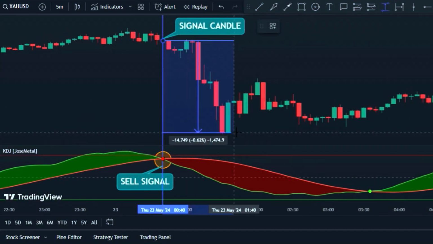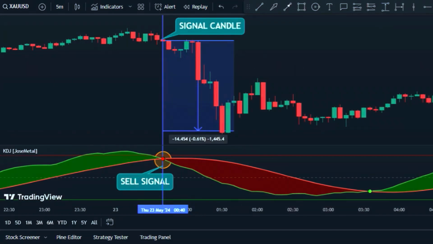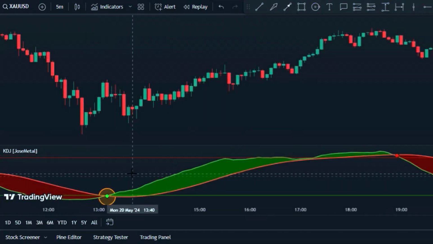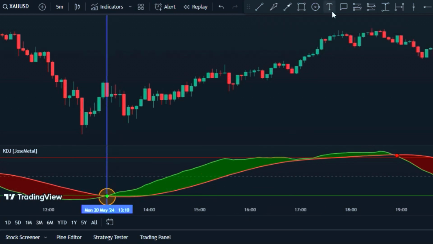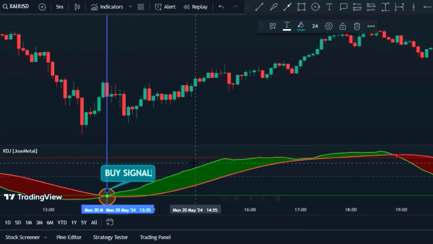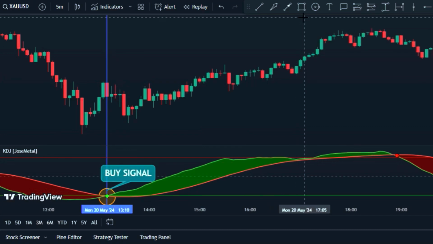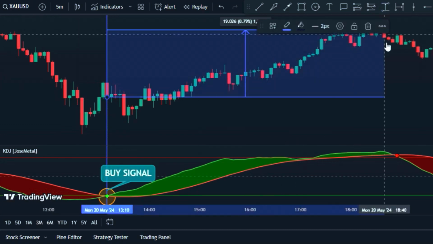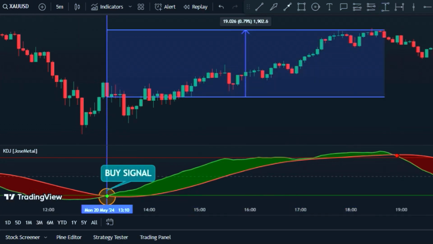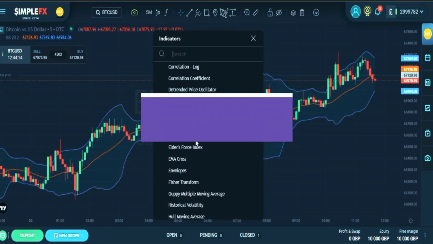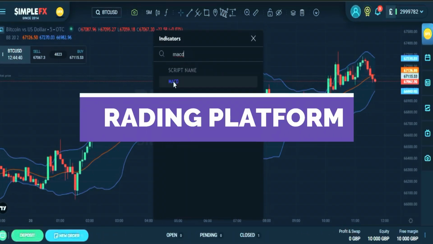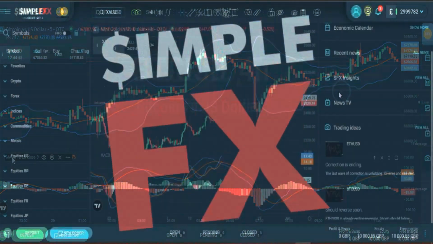Now that we've got the KDJ Jose Metal indicator set up, let's talk about using additional tools to confirm our trading decisions. It's always a good idea to use more than one indicator so we can feel more confident when entering a trade.